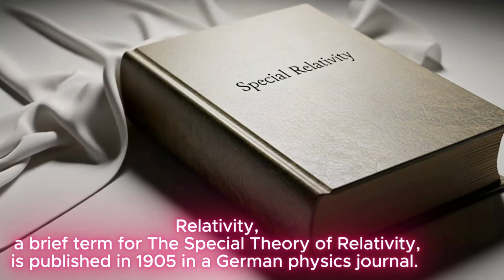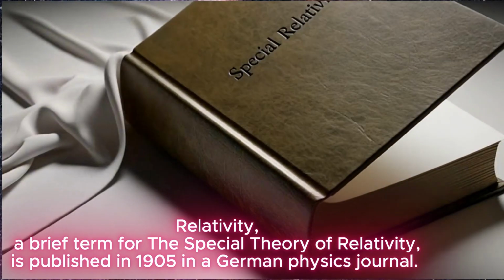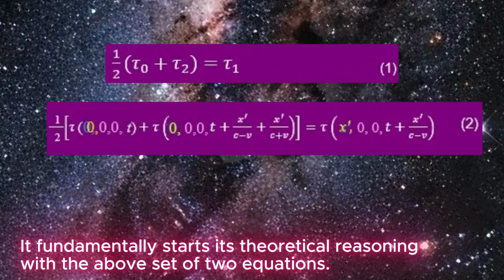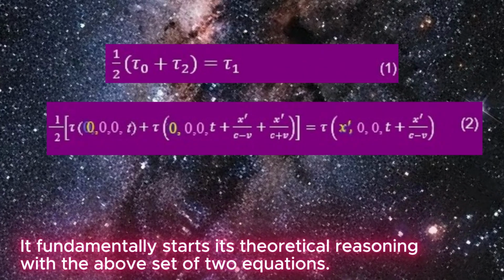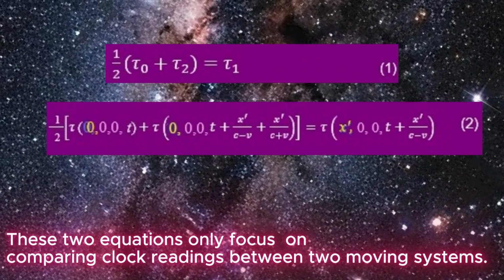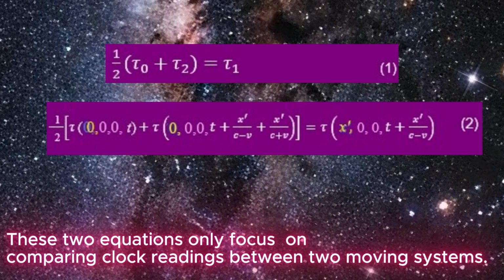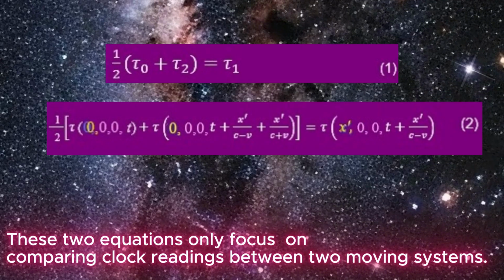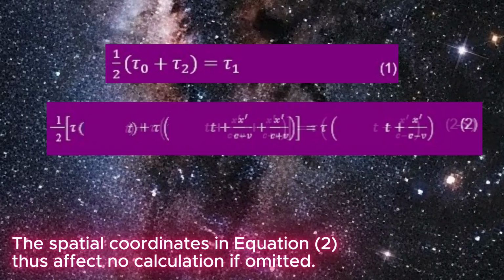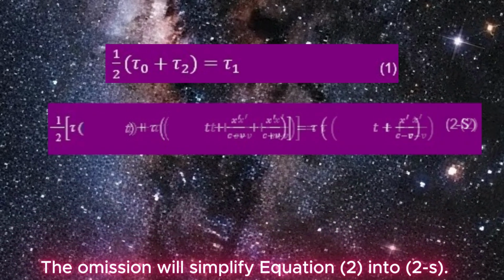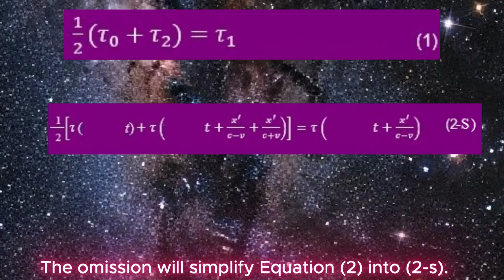Relativity, a brief term for the special theory of relativity, was published in 1905 in a German physics journal. It fundamentally starts its theoretical reasoning with the above set of two equations. These two equations only focus on comparing clock readings between two moving systems. The spatial coordinates in equation 2 thus affect no calculation if omitted. The omission will simplify equation 2 into 2-s.